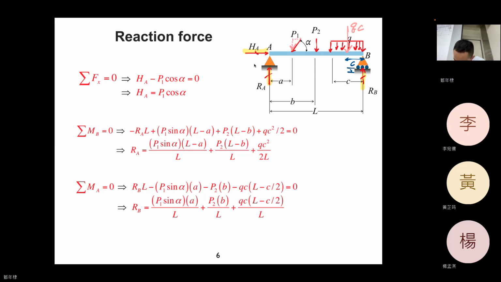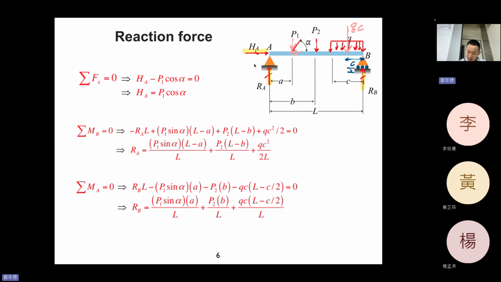P1 can have two components, horizontal and vertical. So of course, sigma Fx equals 0. So HA minus P1 cosine alpha, to the left, right? P1 cosine alpha equals 0. So HA equals this one, no problem. This is for these two.